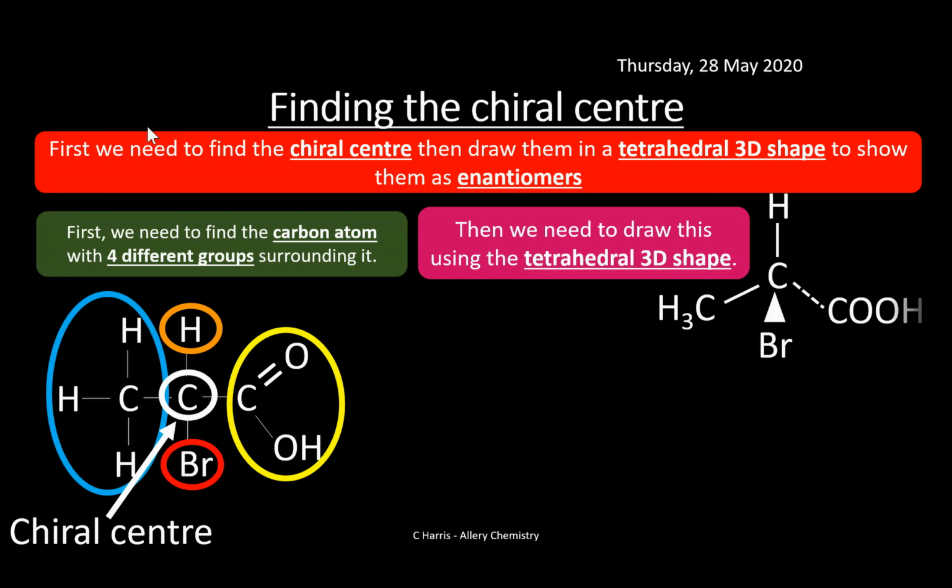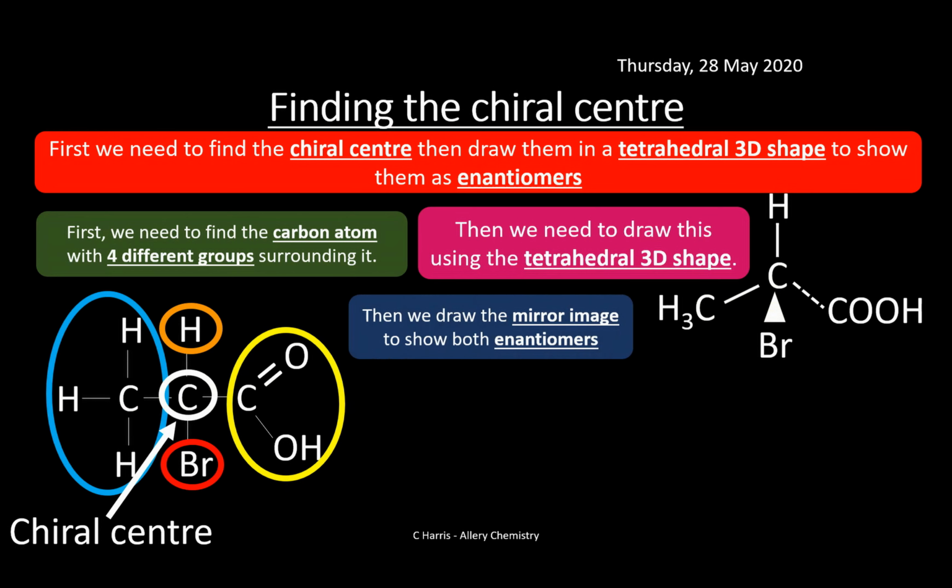Then what we need to do is draw this using a tetrahedral 3D shape. It looks a little bit like this. So that's your 3D shape. Remember, when drawing your 3D molecules, you always have a wedge coming towards you, then a dotted line going away, and then these 2 that are in the plane of vision. They're on the carbon atom.